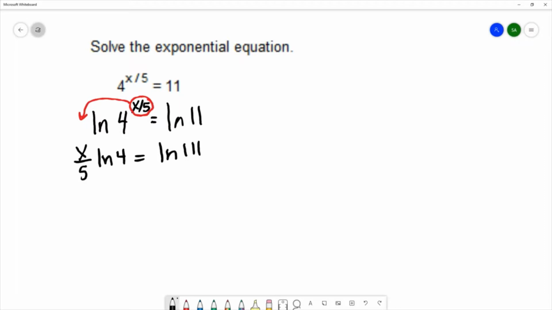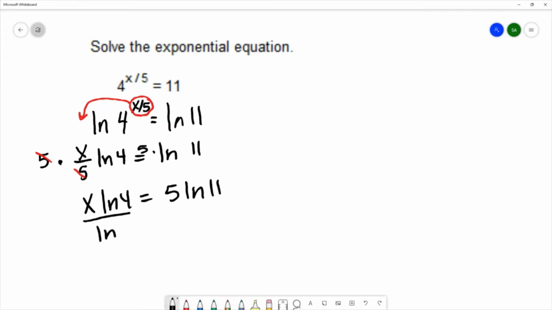And I'm going to get rid of this fraction by multiplying by 5 on both sides. That's going to cancel out the 5 on the left, giving me x natural log of 4 equals 5 natural log of 11. And now I can get x by itself by dividing both sides by natural log of 4. So my solution is x equals 5 natural log of 11 over natural log of 4.